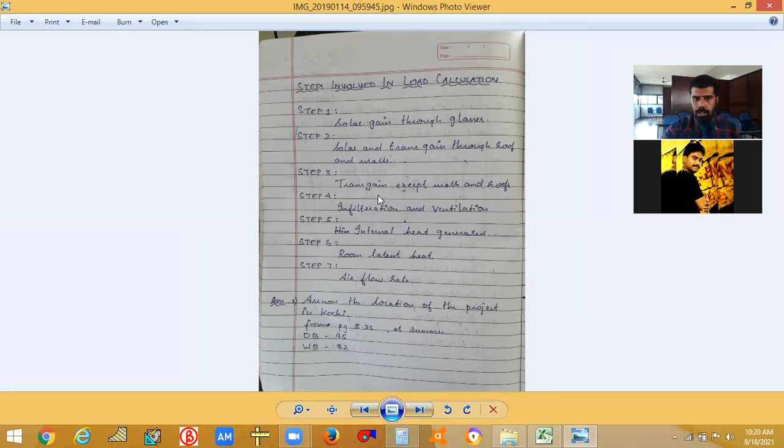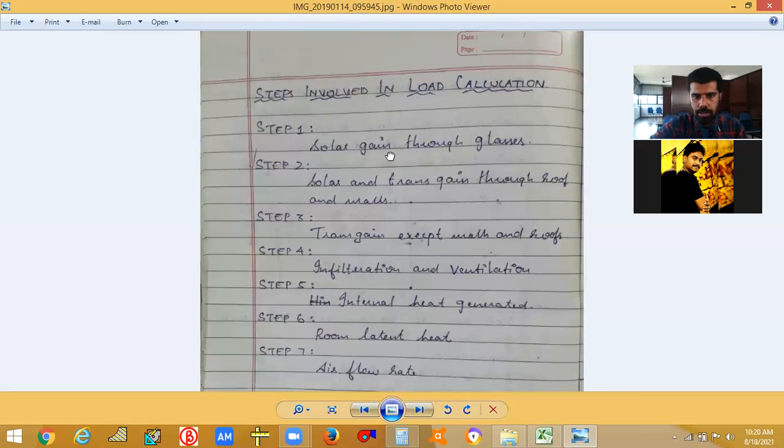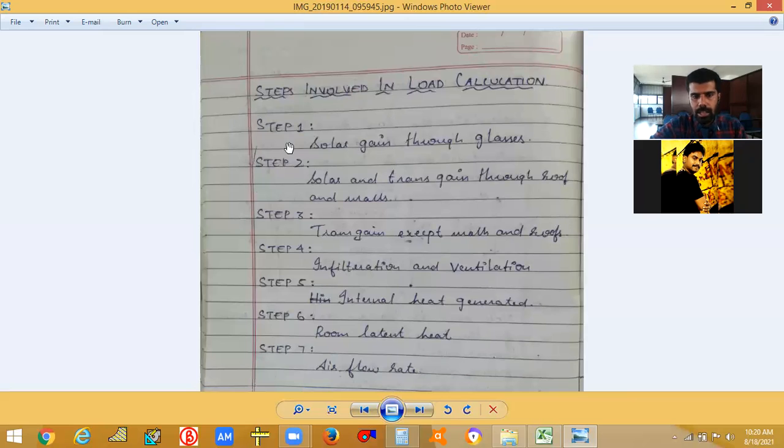So the steps involved in this are step 1 to 7. You can write what the steps involved in load calculation are. Write these 7 steps, and we'll be going through these 7 steps today. And also the first 5 project input values.